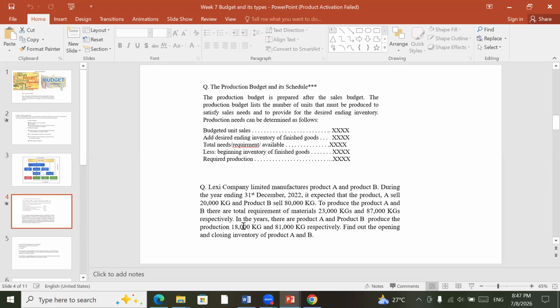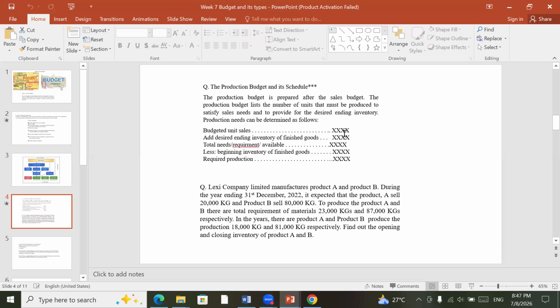Okay. In the year, product A and product B produce the production of 80,000 kg for A and 81,000 kg for B, respectively. Find out the opening and closing inventory of product A and product B. Just find out the opening inventory and closing inventory.